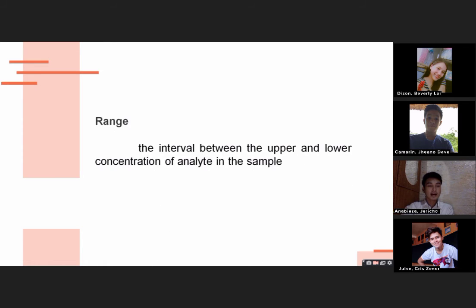And next, we have range. The range of an analytical procedure is the interval between the upper and lower concentration of analyte in the sample, including these concentrations, for which it has been demonstrated that the analytical procedure has a suitable level of precision, accuracy, and linearity.